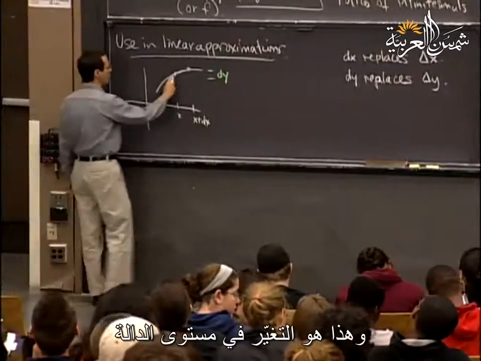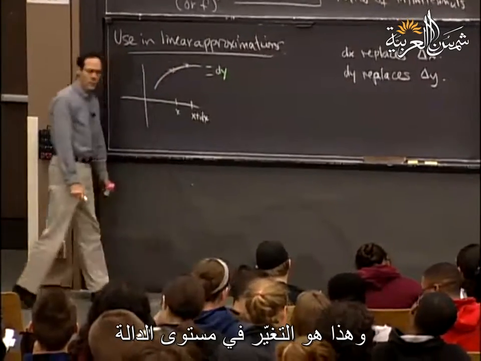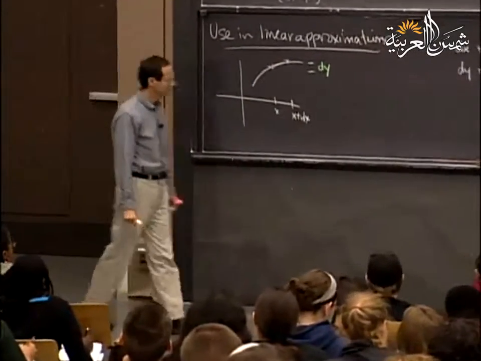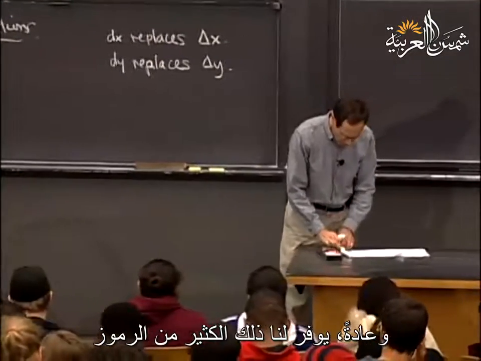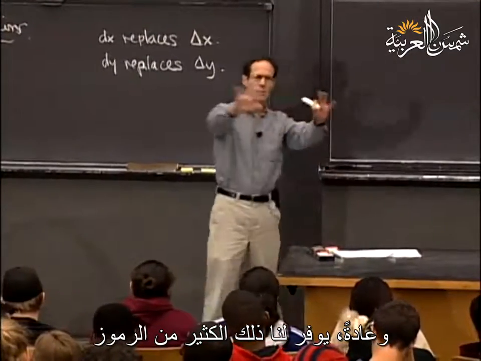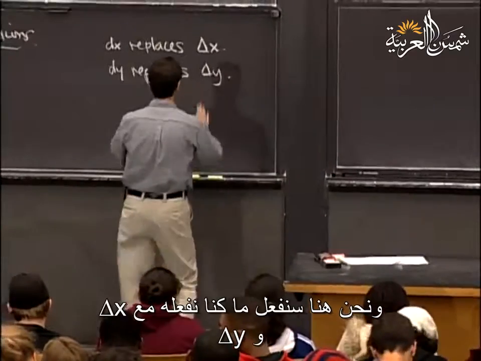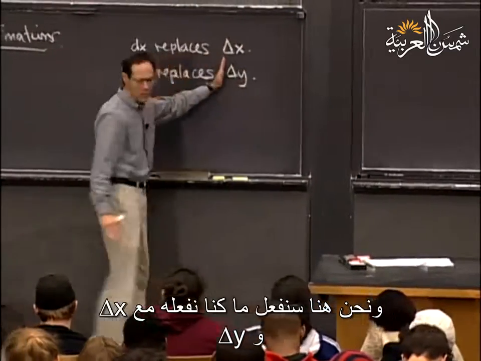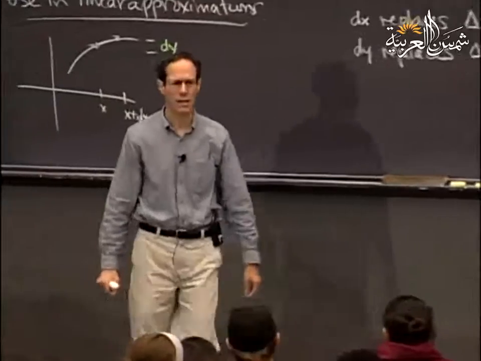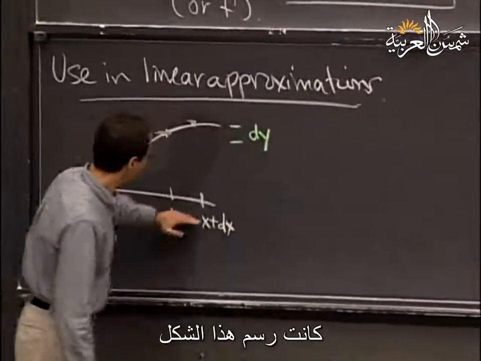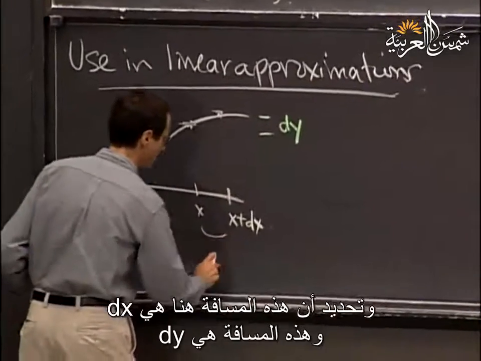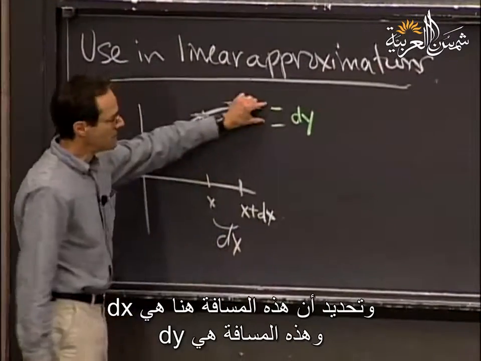All right, so this is the change in level of the function. And we'll represent it symbolically this way. Very frequently, this just saves a little bit of notation. For the purposes of this, we'll be doing the same things we did with delta x and delta y. But this is the way that Leibniz thought of it. And he would just have drawn it with this. So this distance here is dx. And this distance here is dy.